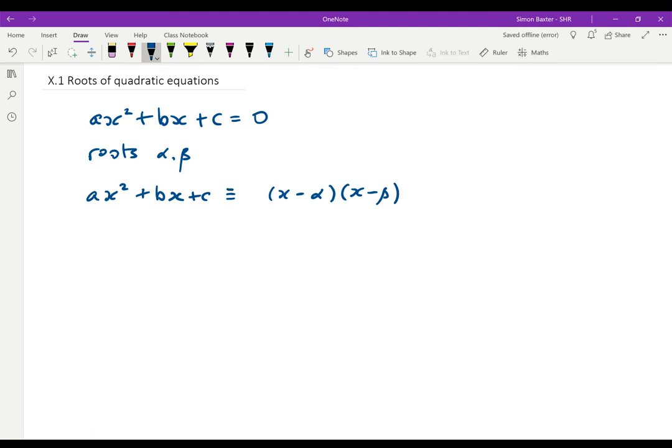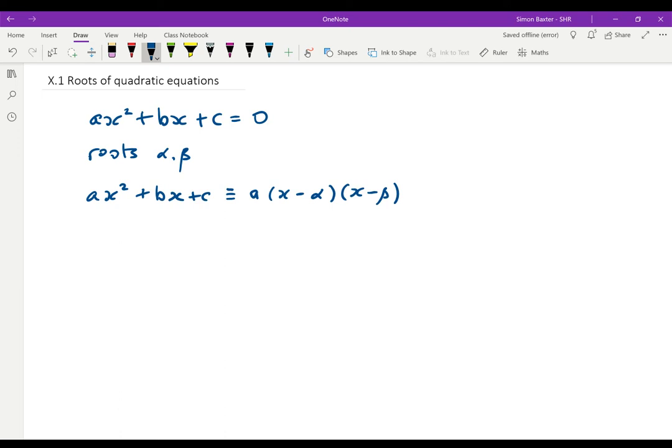And it would be nice to have an identity. But at the moment, we've got a big problem. We cannot have an identity at the moment because on the left-hand side, we have a times x squared. And on the right-hand side, we have 1 times x squared. Well, that's easily sorted out if we just introduce an a on the right-hand side. Now we have the same number of x squareds on each side.